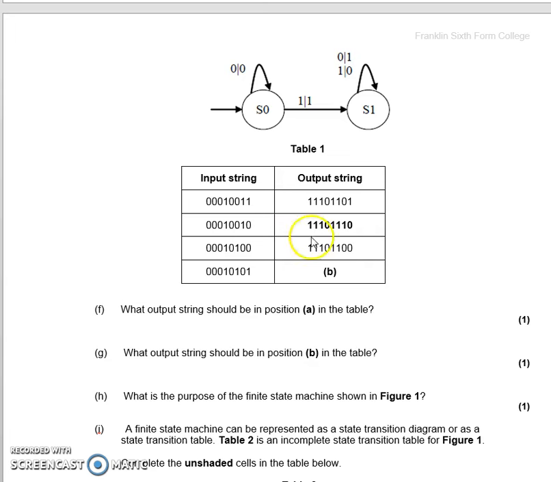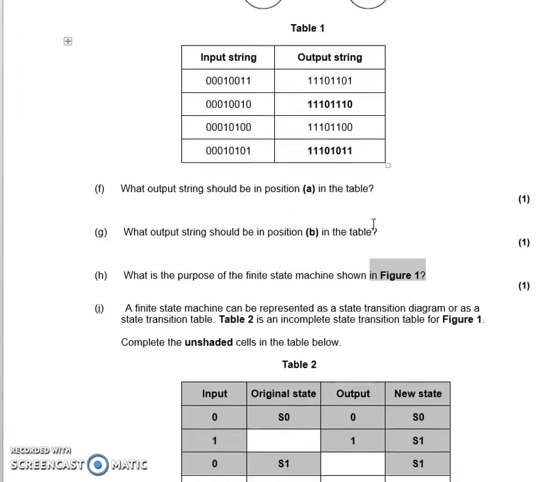You may be able to spot the pattern. This one starts with a 1, so we've got an output of a 1. Next is a 0, 0 is 1, so going through we end up with this number. What is the purpose? It gets the 2's complement of the binary value that's input. So it's converting a positive binary value into a negative equivalent.